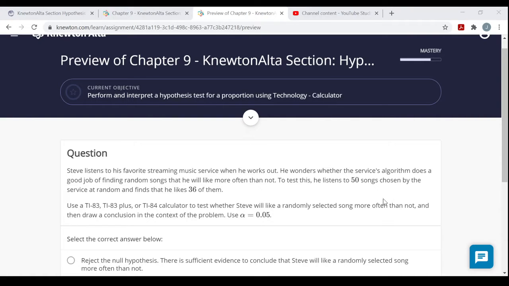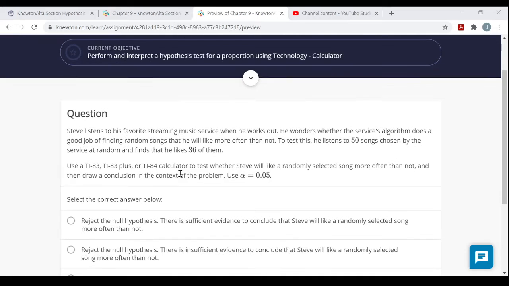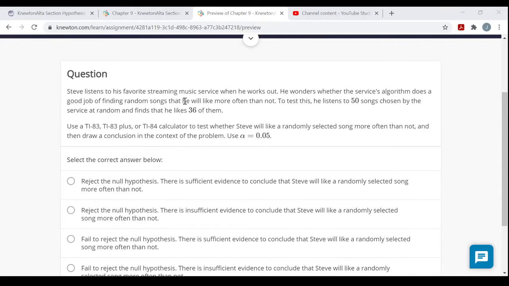Steve listens to his favorite streaming music service when he works out. He wonders whether the service's algorithm does a good job of finding random songs that he will like more often than not. To test this, he listens to 50 songs chosen by the service at random and finds that he likes 36 of them.